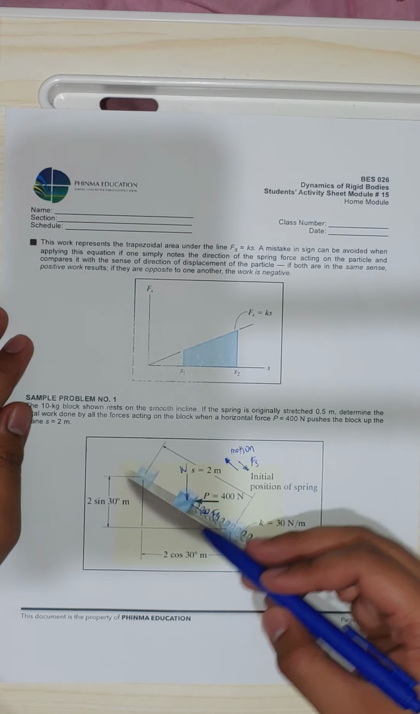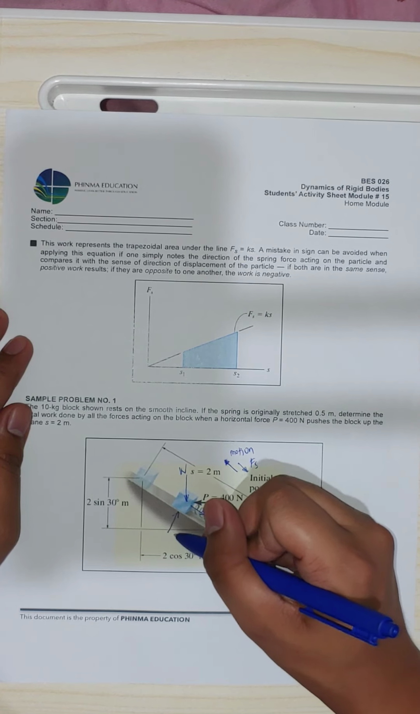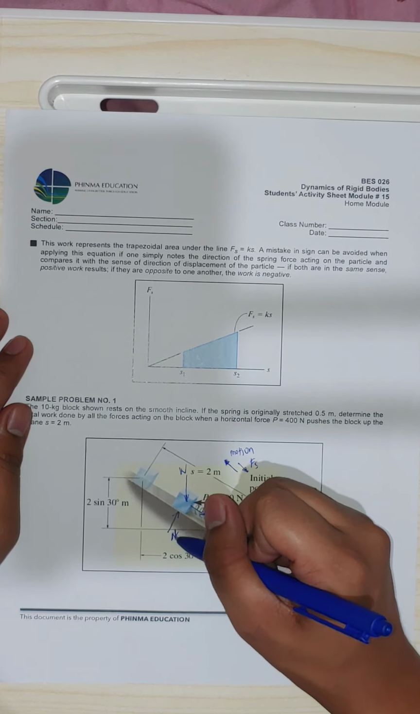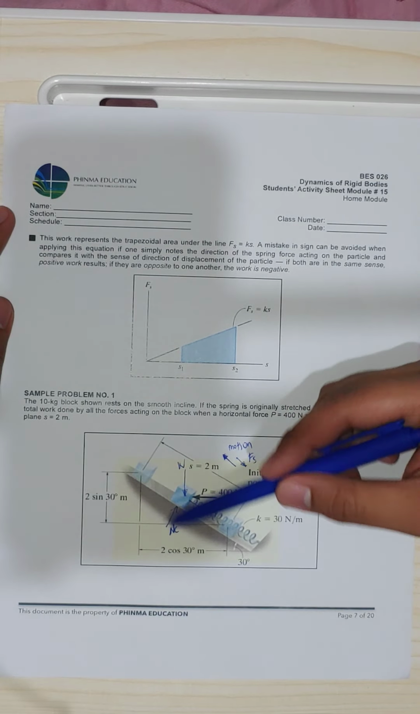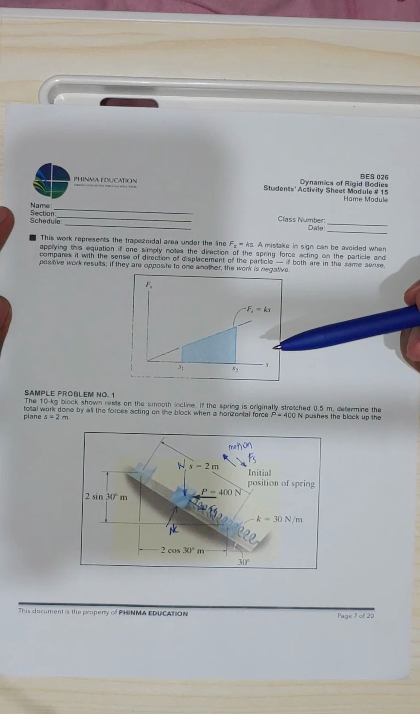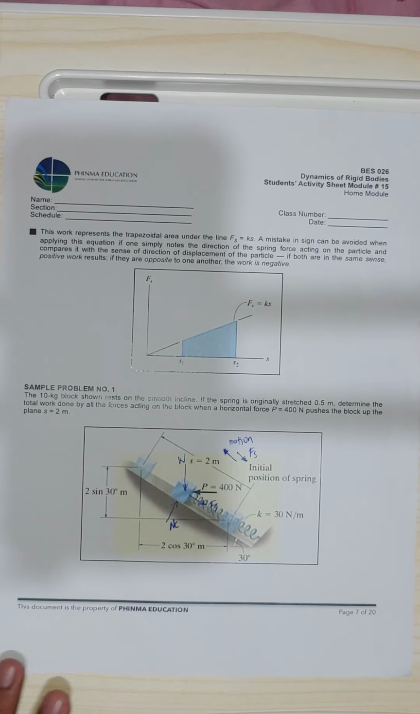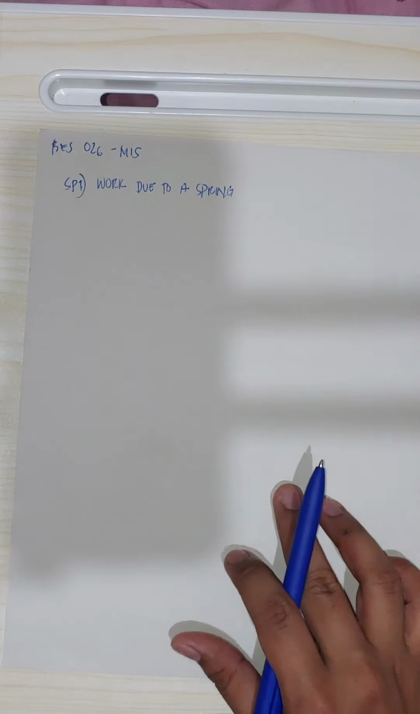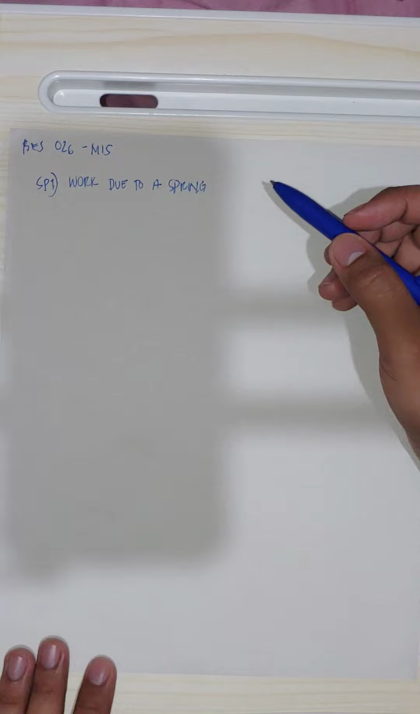What other force acts on the block? We have a normal force, N_C. So we will analyze this sample first, but it is easier to analyze if we draw an FBD. But first, let's discuss what is the work due to a spring.